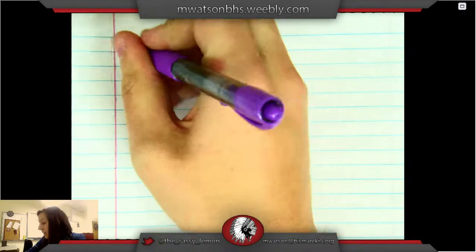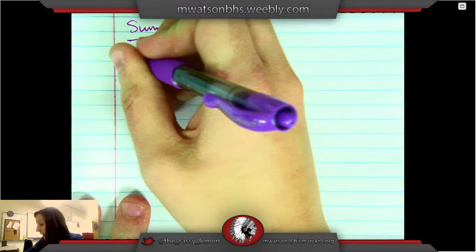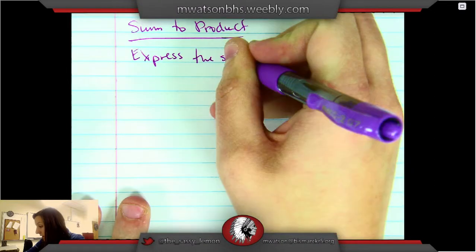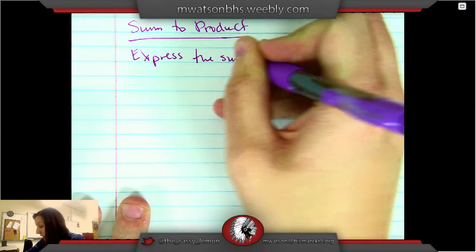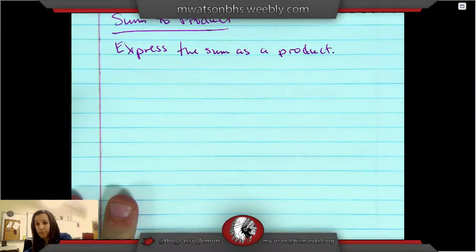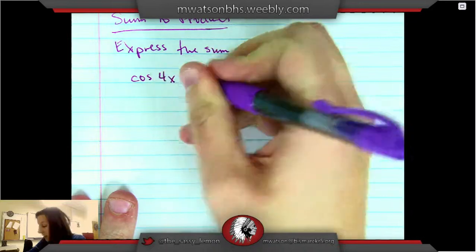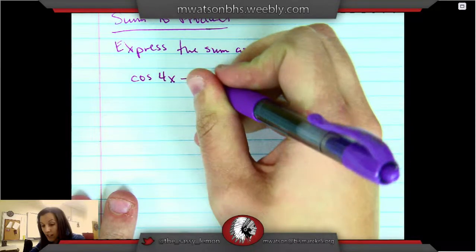And again, this time we're going to express the sum as a product. And always read the directions, okay? Make sure you know what you're even supposed to be doing. That makes a big difference. So express the sum as a product. Here's your sum. Cosine of 4x minus cosine of 3x.